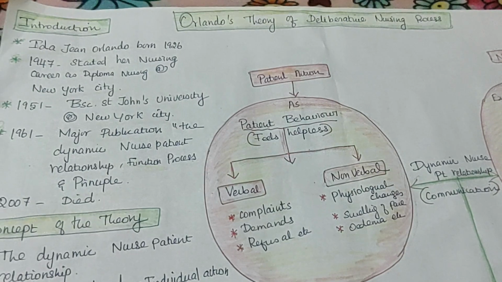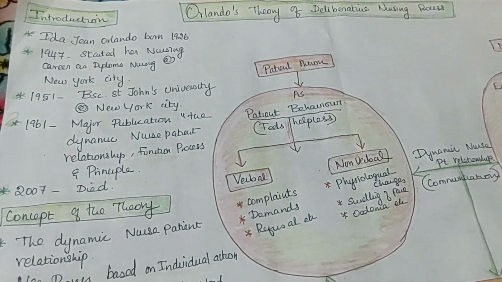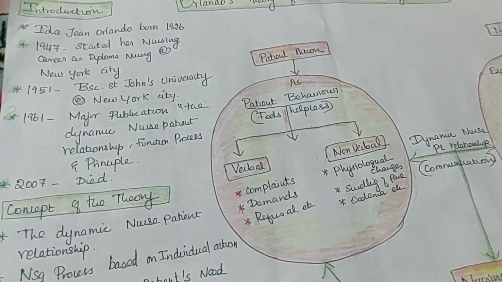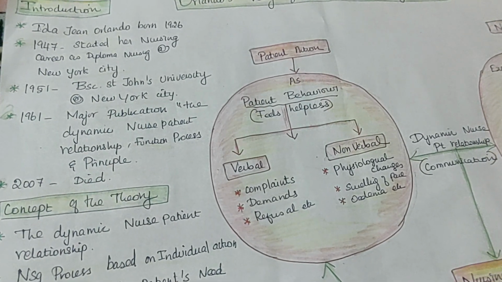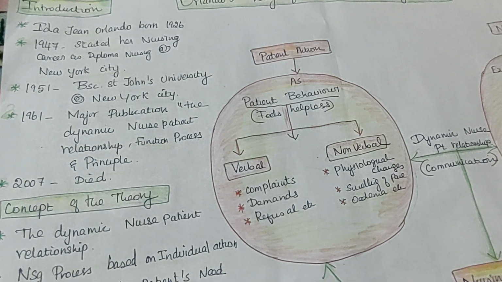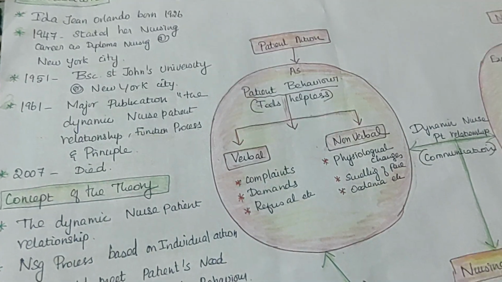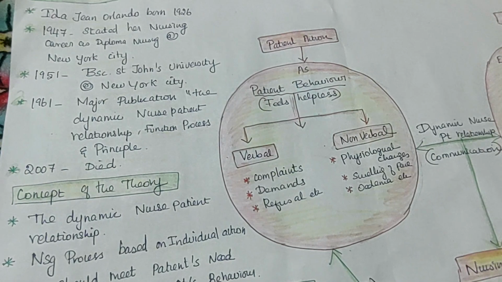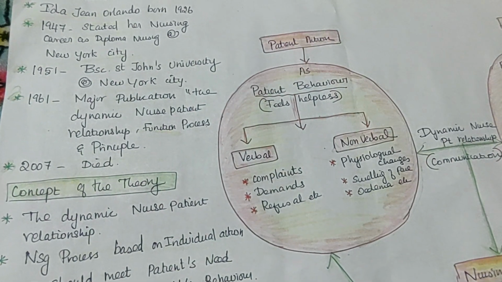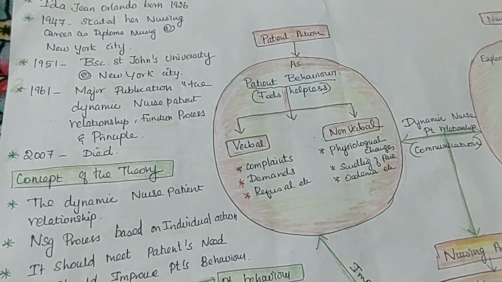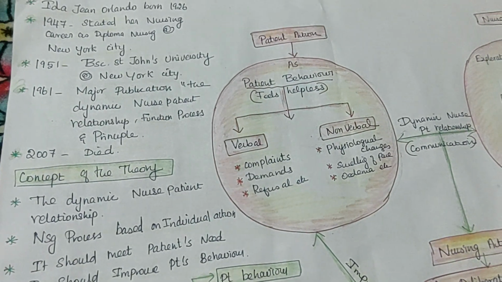She was born in 1926. In 1947, she started her nursing career as a diploma nurse in New York City. In 1951, she completed her BSc in New York City. She became famous because of her publication. In 1961, she published her major work, The Dynamic Nurse-Patient Relationship: Function, Process and Principles.